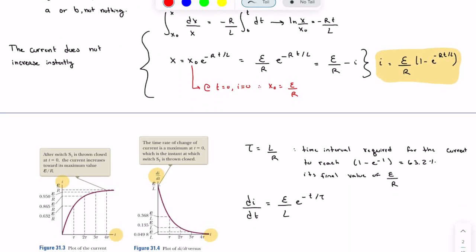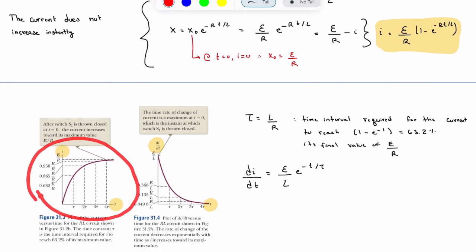Now, if we were to plot this, we'd have something like this, where here on the x-axis we have t, the time, and on the y-axis we have the current. So we see that the current starts off at 0, at time equal to 0, and then it increases all the way up until it gets to its maximum value after a certain amount of time.